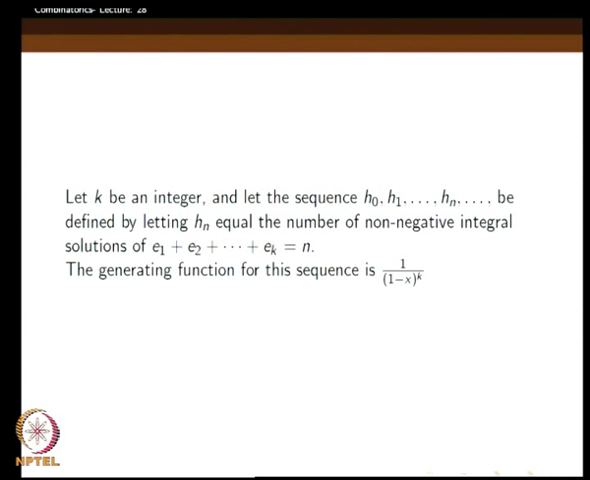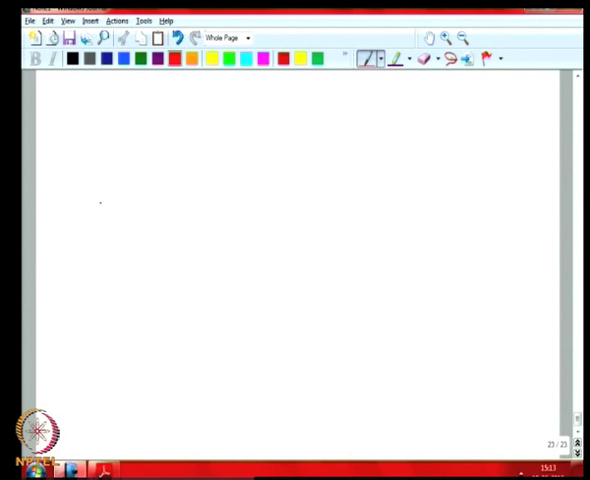Now we consider an example which is again familiar. Let k be an integer, and let the sequence h0, h1, ..., hn, ... be defined by letting hn equal the number of non-negative integral solutions of e1 plus e2 plus ... plus ek equal to n. What about the generating function for this sequence? This is a very familiar question. We have already solved this thing. We have this equation with k variables, e1 up to ek, equal to n.